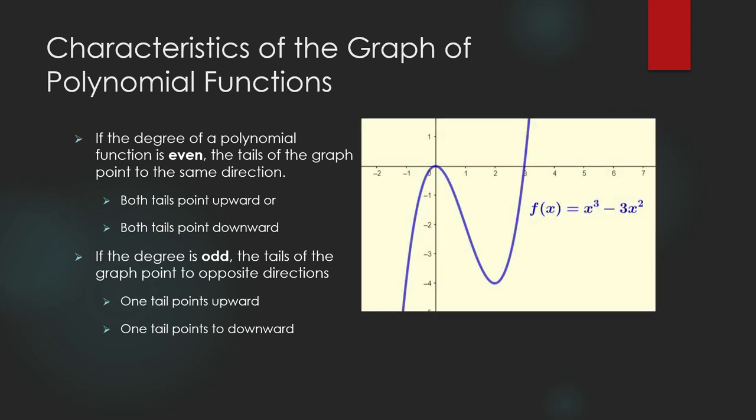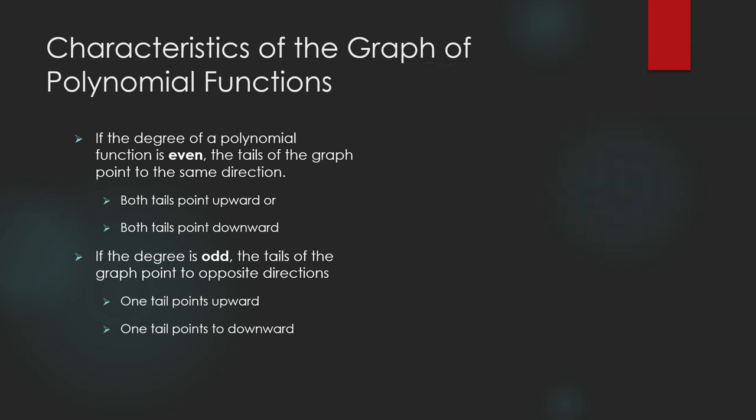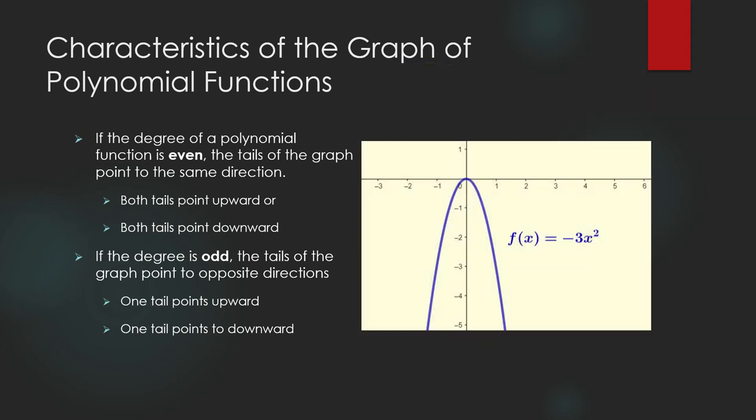For example, this one is a degree 3 polynomial function. The degree is odd. So one tail points downward, this part, and the other tail points upward. This one is a degree 4 polynomial function. The degree is even. In this case, both tails point upward. This one is a degree 2 polynomial function. Both tails point to the same direction, but in this case, they point downward.